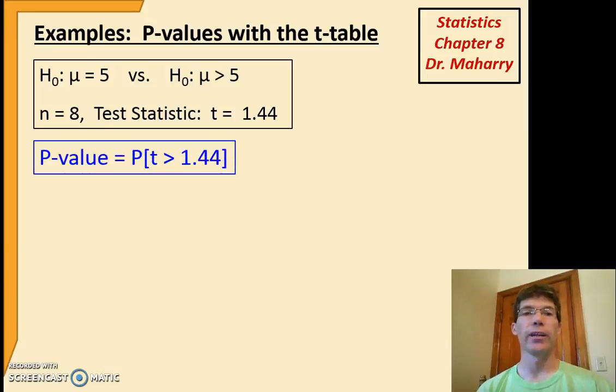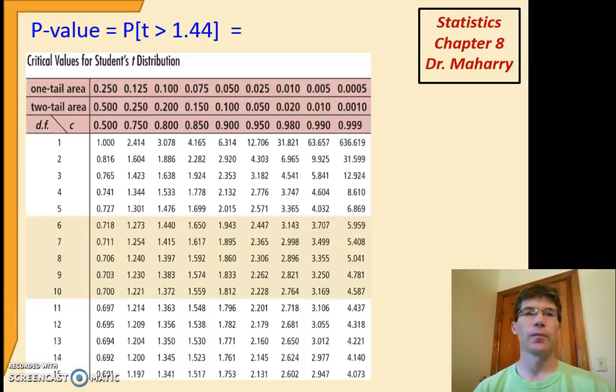So that would be greater than 1.44 because, again, this is an upper tail test. So I want further out in the tail than my test statistic. So if I go to the t-table here, and I want to find the probability that t is greater than 1.44. So remember, with the t-table, the first thing we need is degrees of freedom. So I take my sample size minus 1, and I get 7.